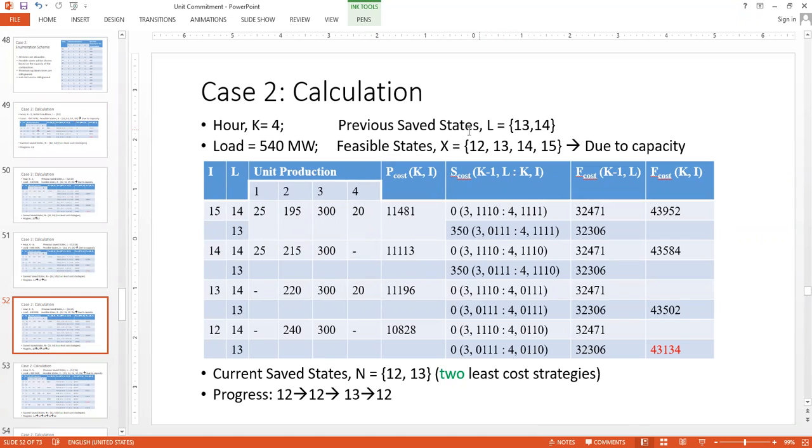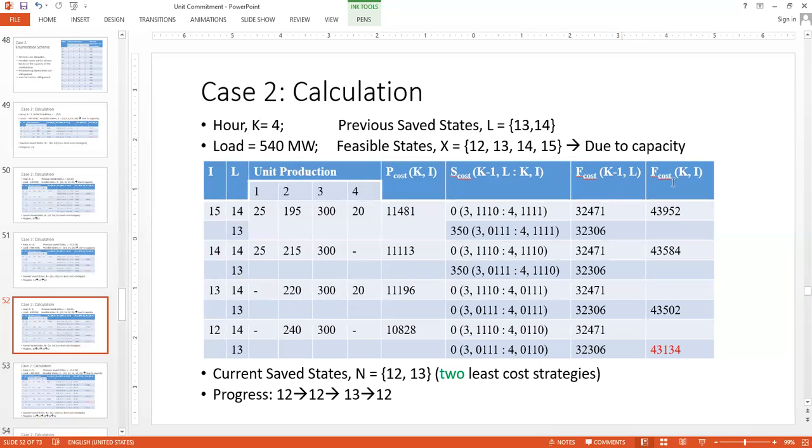Okay, so now the previously saved states are 13 and 14. Now there will be transition between all these. So there will be 8 possible transitions. So that 8 possible transitions are listed in the first 2 columns. These are the unit productions. This is your P cost. You calculate the P cost. This is the transition. F cost you pick from the previous slide.